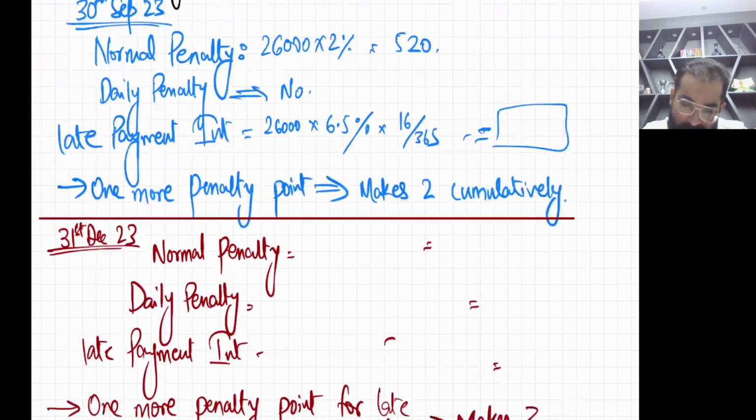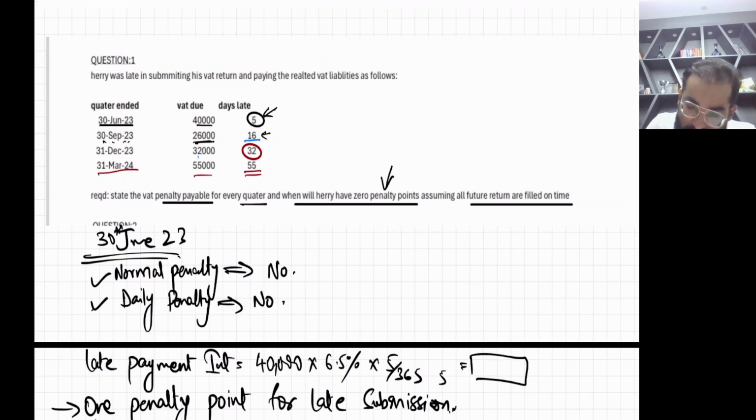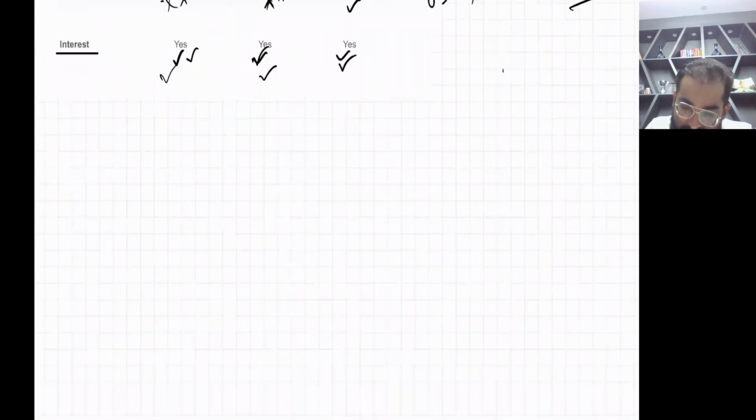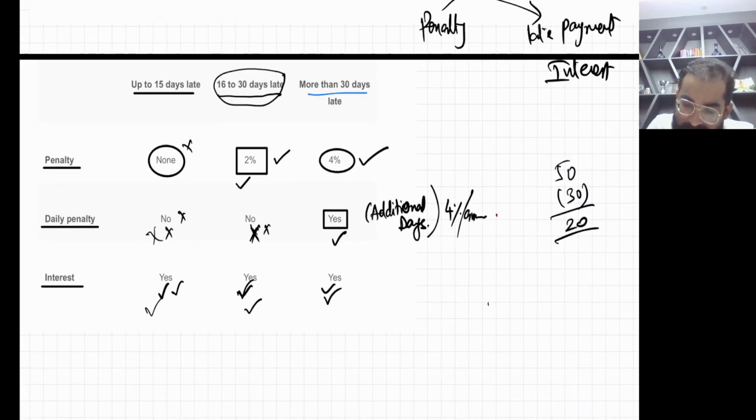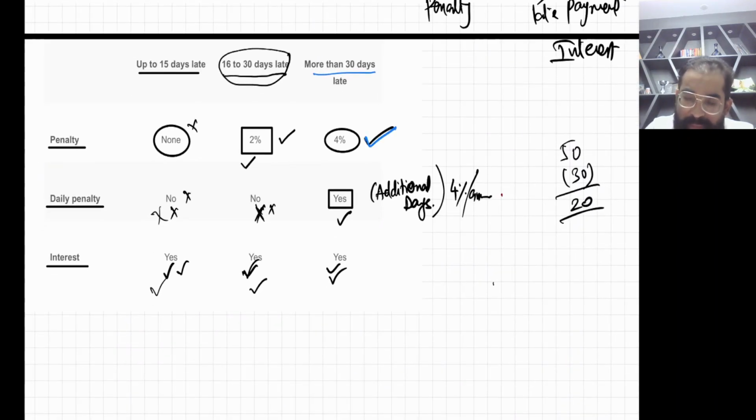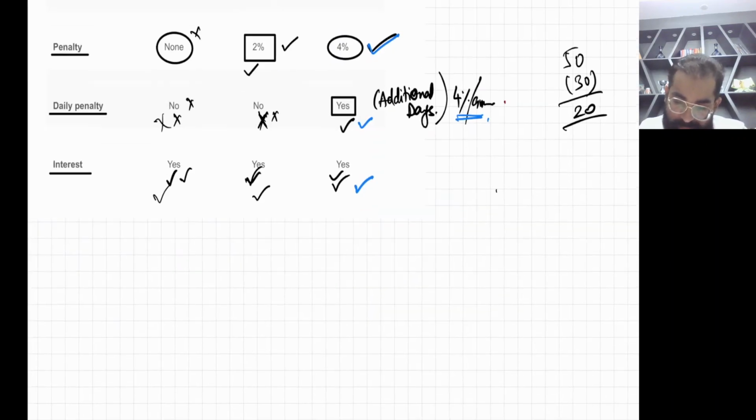Now the next thing is 32,000, with 32 days late. 32 days means more than 30 days, so yes, the 4% will be applied. The daily penalty will be applied on the excess days over 30 days, so over 30 there are two excess days. And yes, interest on late payment is always there. They never forgive this.